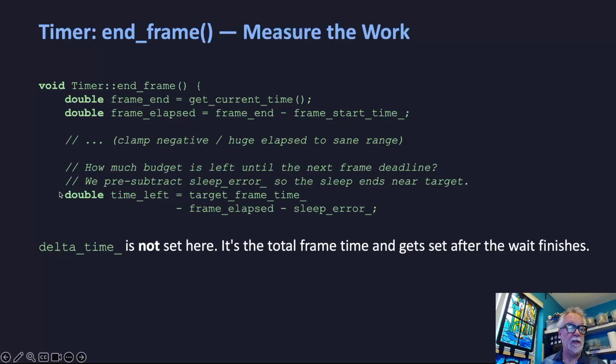So we calculate the time left. Time left is the target frame time, which we calculated in our constructor, minus the frame elapsed, and then minus some sleep error. So assume it's 0 for now. So basically, the time left is the amount of time that we're supposed to be in this frame minus the amount of time that we've spent working. Now notice we also have this idea of delta time here. We're going to calculate this at the end of the frame after we do all our waiting and busy waiting, etc.